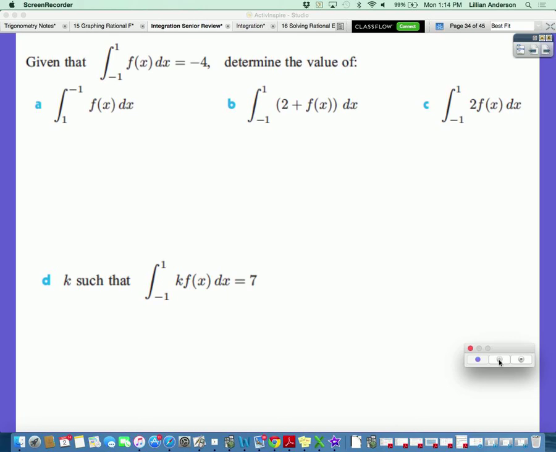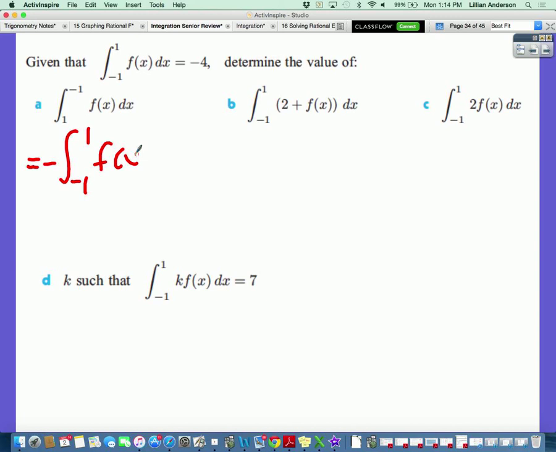One of your properties for definite integrals comes in the very first example. Given that the integral from -1 to 1 of your function equals -4, we have to determine the value of its opposite, from 1 to -1 of f of x dx. Does anybody remember? You switch the bounds. Exactly, all you do is switch the signs, so this is the same as saying a negative. Since we know that from -1 to 1 the function is -4, this becomes a -(-4), which is a positive 4. That is one of your properties of definite integrals: if you switch the bounds, you get the exact opposite.